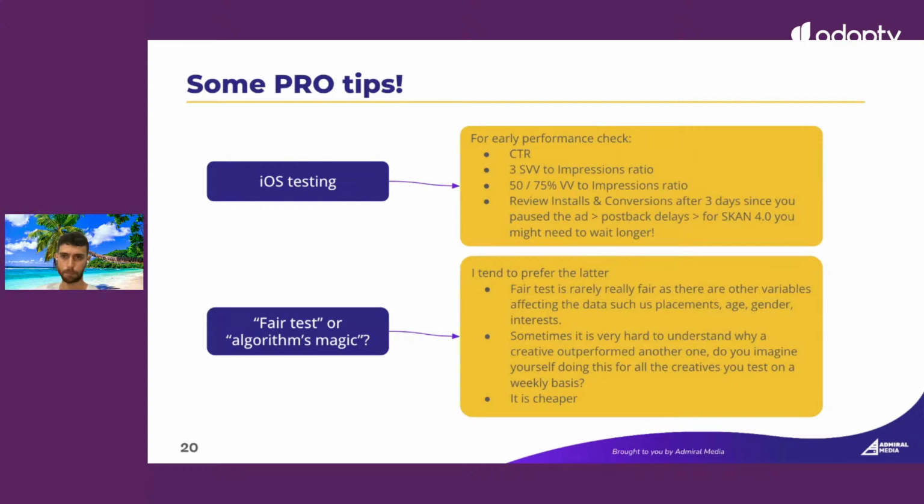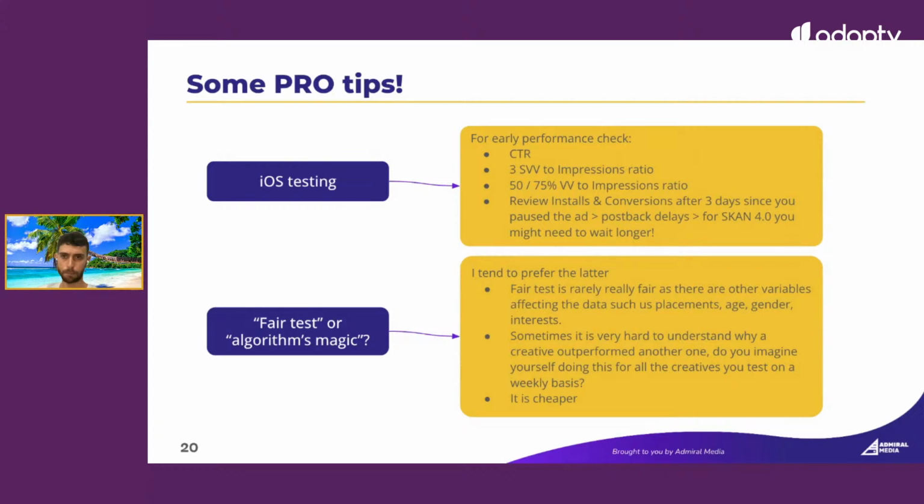And also, I want to share my personal opinion on fair tests versus letting the algorithm do its magic. I tend to prefer the latter because fair tests are usually not fair, because there are too many variables that can affect the data, right? Such as placement, age, gender, interest. So let's say that a specific ad has been displayed half and half when it comes to gender split, but the second ad has been targeted 60% to female audiences and 40% to male audiences, right? Is the better performance of the second ad coming from the ad itself, or is it because of the gender targeting? This could be a little bit tricky, to be honest.